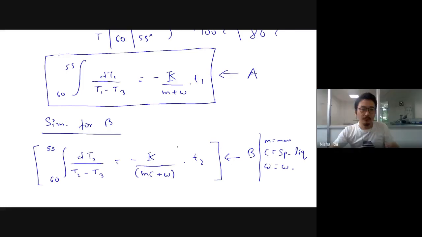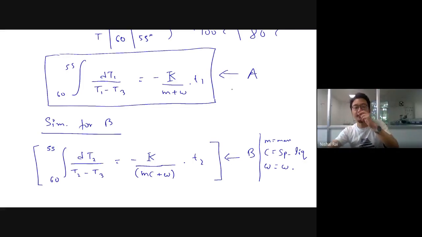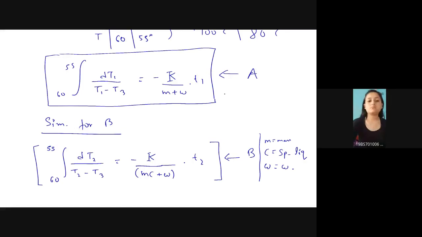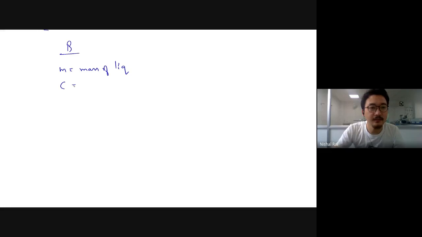Yes, sir. Okay. Till here, is it clear for A? Yes, sir. Or should I continue, or should I repeat for A? No, sir. Till A is fine. Yes, sir. So for B, what was the thing? For B, mass of the liquid was M. So what was the specific heat? C. And what was the water equivalent of the material? It was W.